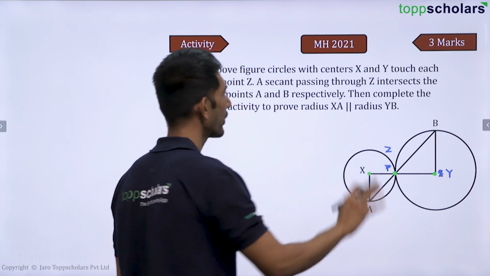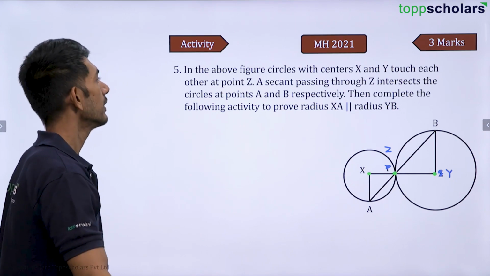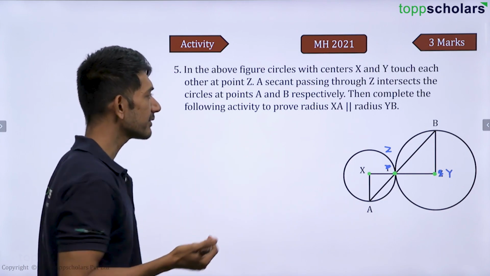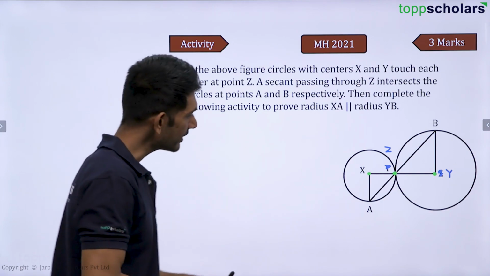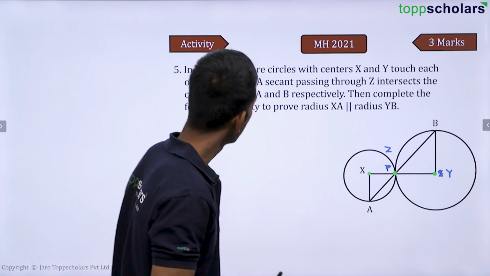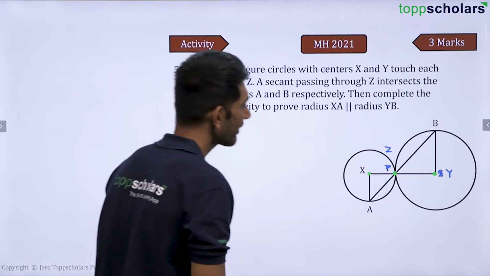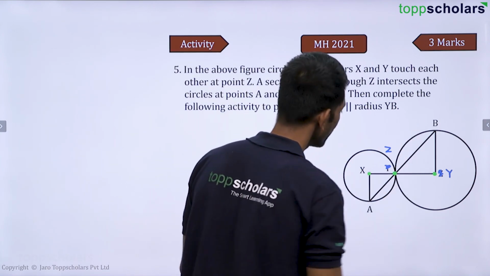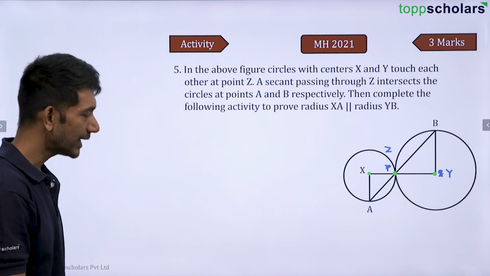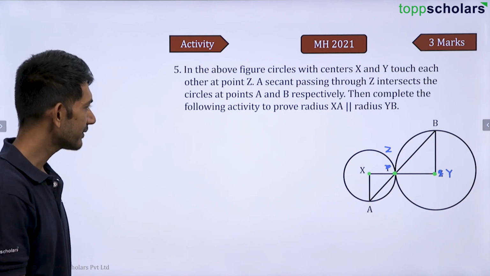Touch each other at point Z. A secant passing through Z, like this, the cross secant, intersects the circles at points A and B respectively. So you can see here, point A is here, point B is here. It intersects like this. And then we are supposed to complete the following activity to prove that radius XA is parallel to BY. See, this is very simple, isn't it? We are supposed to prove that the two radii are parallel. So let us see the activity.